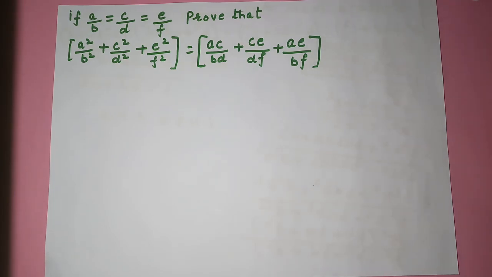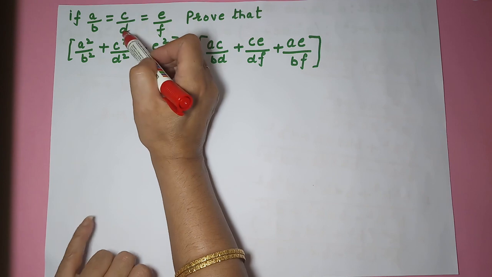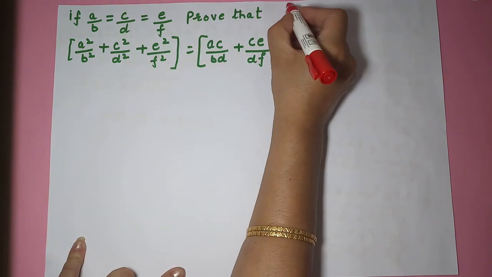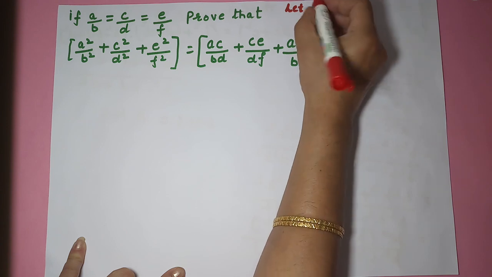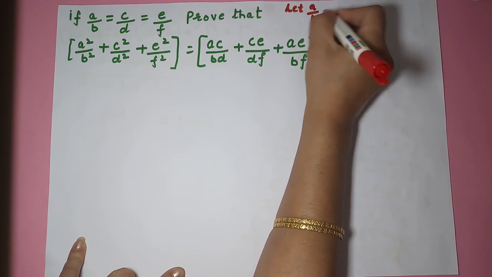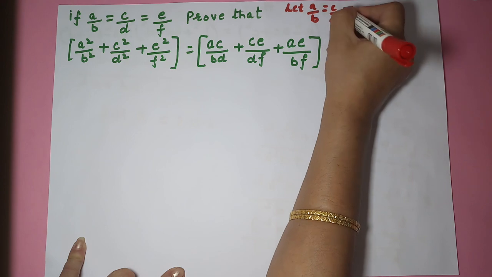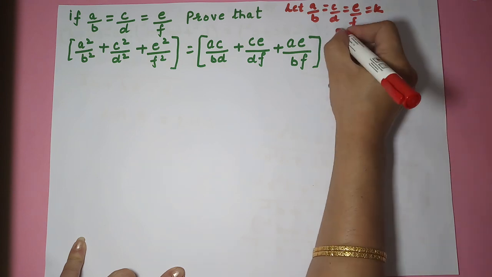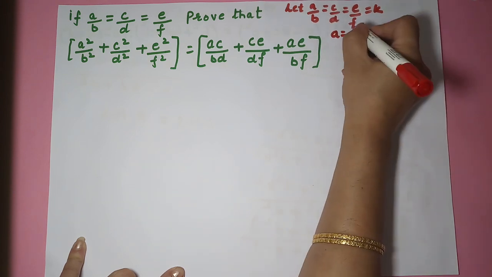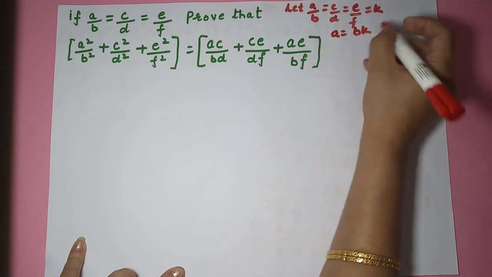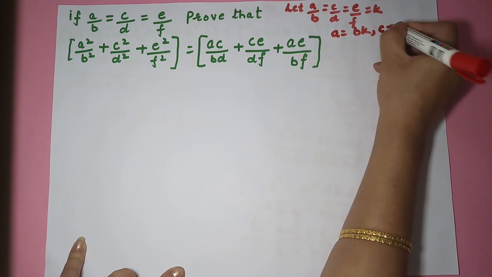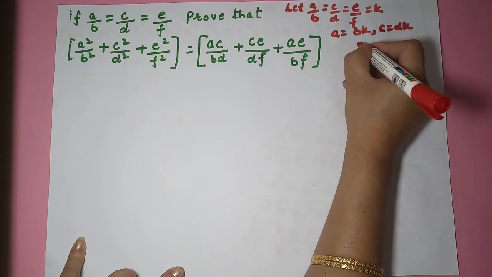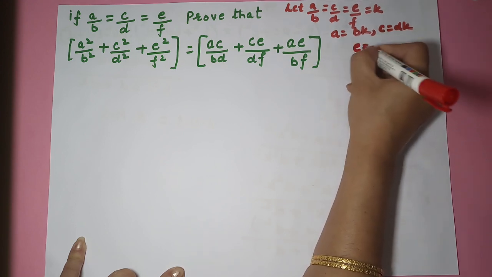We are going to continue with the K method and take some higher order thinking questions. So we have A by B equal to C by D equal to E by F. Now we know that this step is very important. We have to write A by B is equal to C by D is equal to E by F equals K. So we'll get the value of A as BK because A by B is equal to K. We'll get the value of C as DK and we'll also get the value of E as FK.